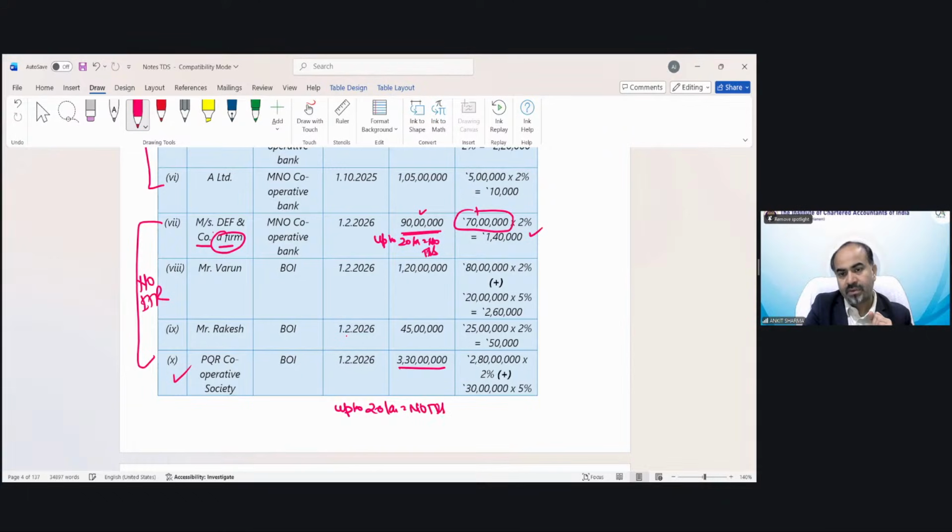No TDS up to 20 lakh. Exceeding 20 lakh till the limit of 3 crore, so the difference is 2 crore 80 lakh, TDS would be 2%. And how much is exceeding 3 crore? 30 lakh is exceeding 3 crore. TDS would be 5%. Understood?